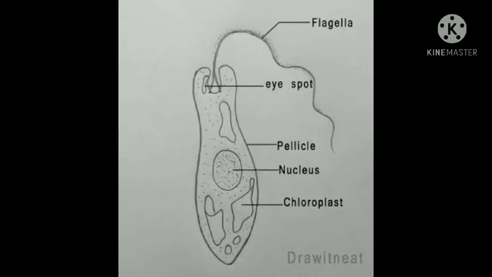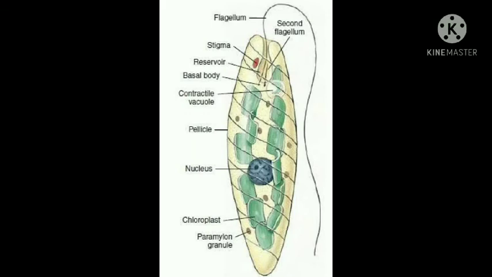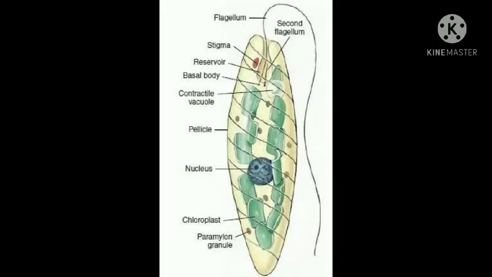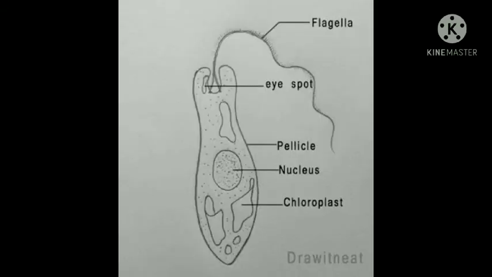So dear students, these were some important characters of euglenoids, that is, they have a large flagellum for locomotion, and their body is devoid of cell wall. At the anterior end they have an eye spot, and the nucleus is placed in the middle, and they have a large number of chloroplasts also containing the pigments.